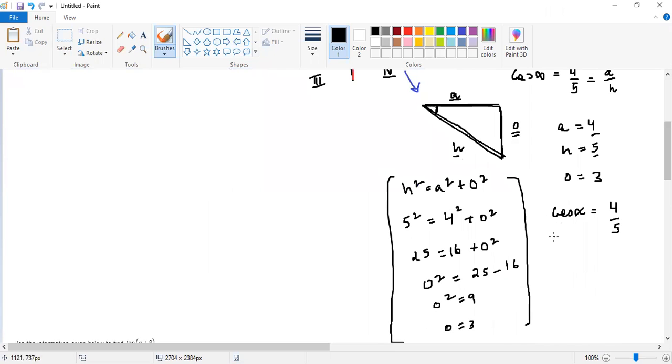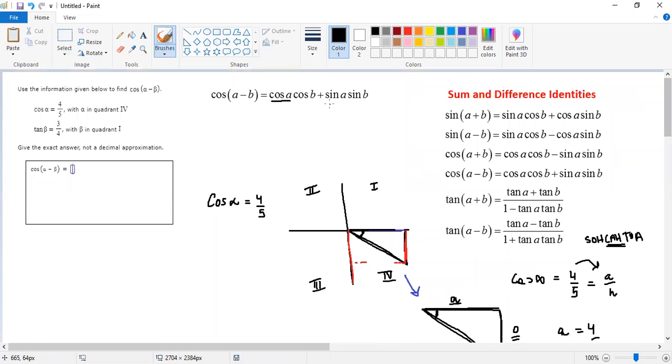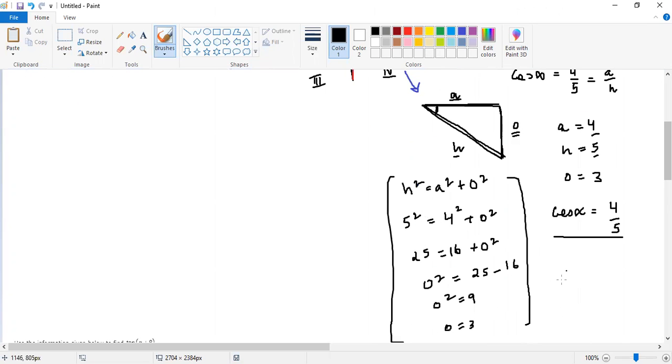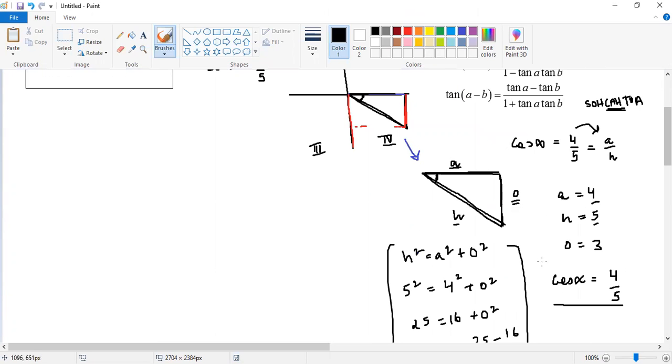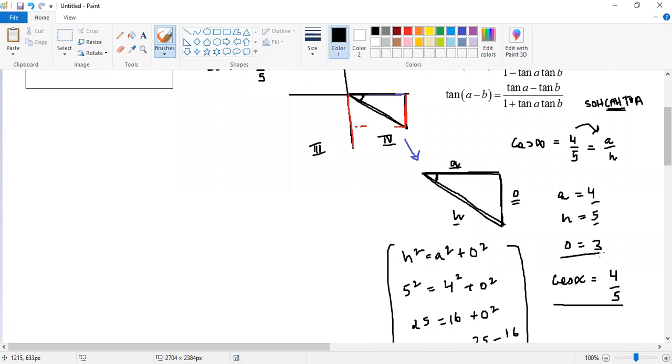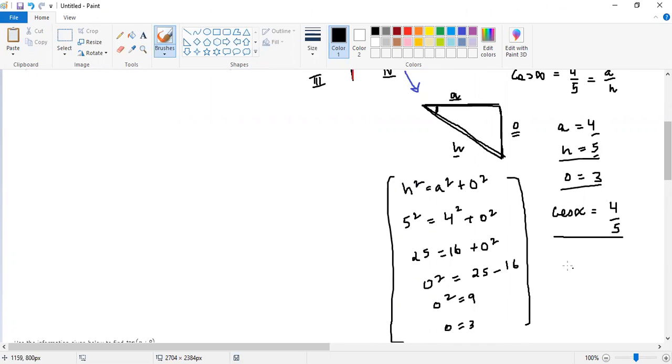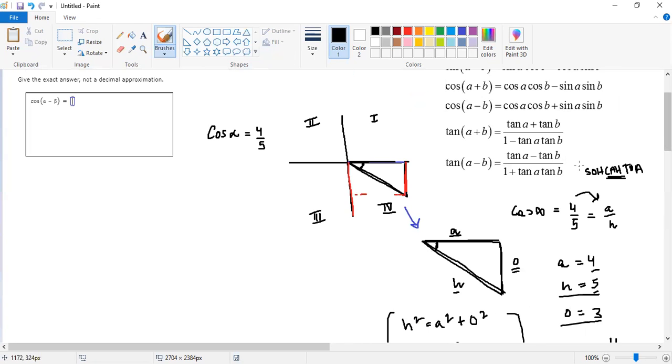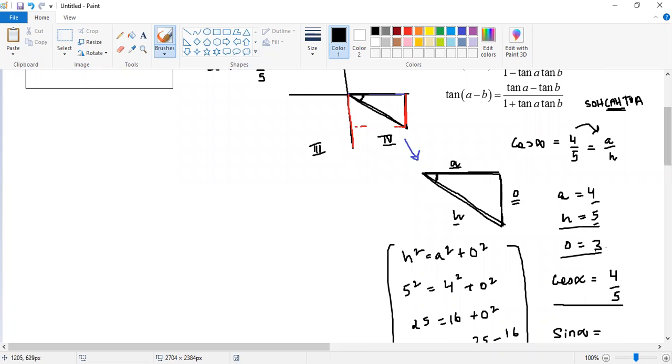So now that we've found the cosine of A, we also have to find the sine of A. Remember, this is for the A angle, right? The alpha angle. So everything that has alpha in it applies to this triangle. So the sine of alpha, we know that SOHCAHTOA tells us that the sine is O over H, which in this case is 3 over 5. So the sine of alpha is equal to O over H, which is just 3 over 5.